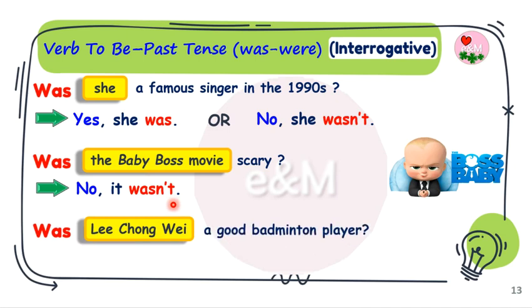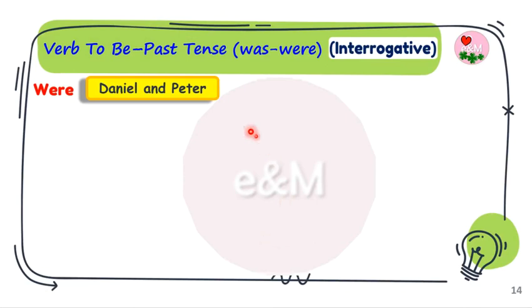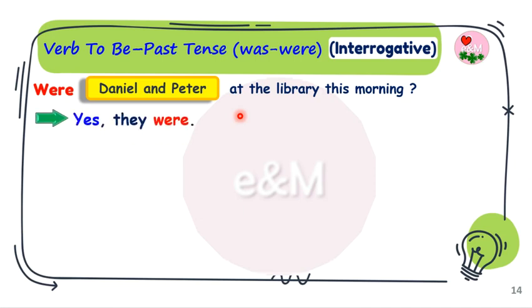Was Lee Chong-wei a good badminton player? Yes, he was. Were Daniel and Peter at the library this morning? Yes, they were. Or no, they weren't.